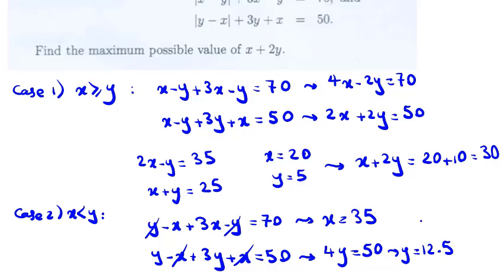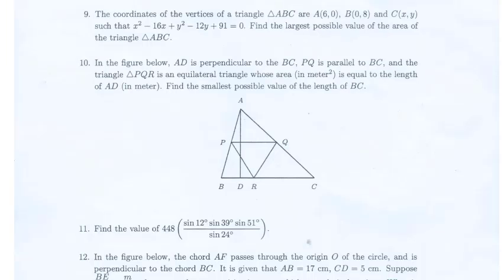Now, x plus 2y in this case will be what? 35 plus 2y, which will be 25, equals 60. Look, this 60 is greater than 30, but here we said y should be greater than x. y is 12.5 and x is 35. It's not greater than x, so it's a contradiction. And we say, okay, the answer is equal to 30.